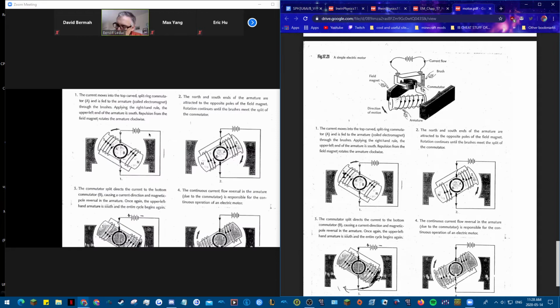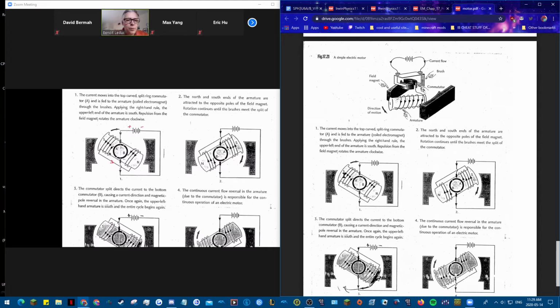So the current comes in. The brush is connected to the A side, one side of the split commutator. The current goes through the coil, right? And then goes there and then back to B. And B is connected to the negative side of the battery and goes back, right? Okay, now remember right-hand rule number 2.